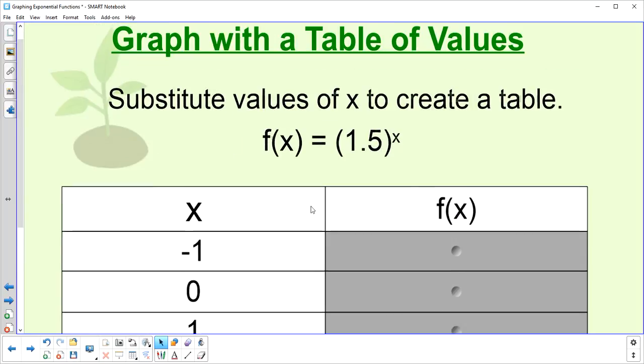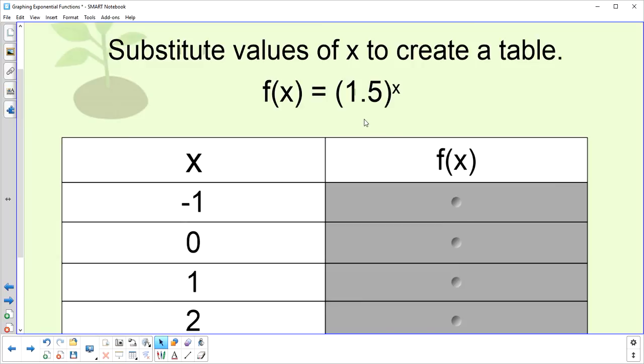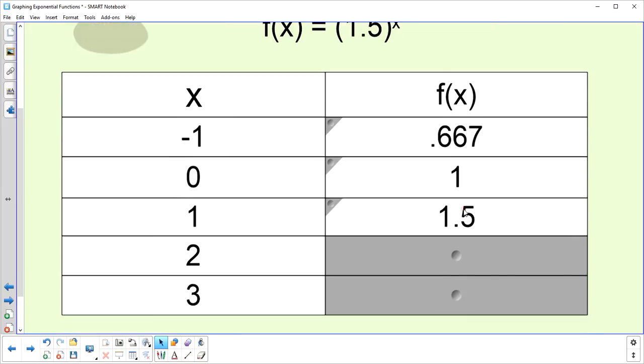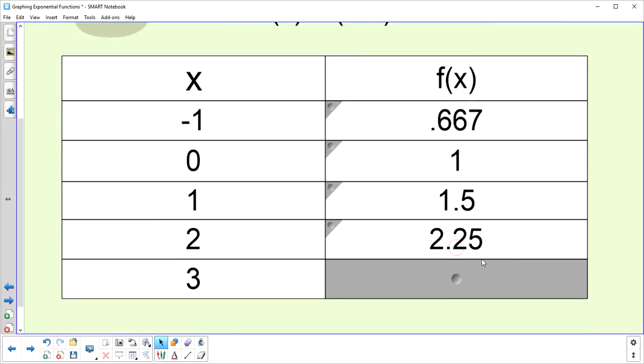Okay, so let's look at an example of one. We have f of x equals 1.5 to the x. So I'm going to create a table just like we did in the last video. I'm going to take 1.5 to the negative 1, and I get a decimal, 0.667. To the 0, remember, anything to the 0 power is always 1. Take it to the 1, I get 1.5, 2.25, and 3.375. Okay, so we have those numbers, and now we're going to use those to draw a graph.